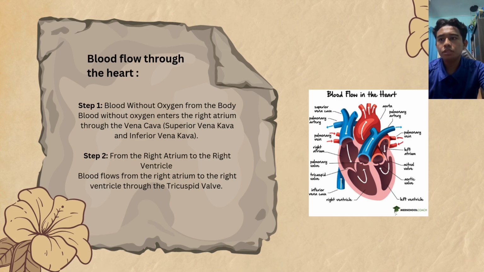Blood flow throughout the heart. Step 1: blood without oxygen from the body. Blood without oxygen enters the right atrium through the vena cava, the superior vena cava and inferior vena cava. Step 2: from the right atrium to the right ventricle. Blood flows from the right atrium to the right ventricle through the tricuspid valve.